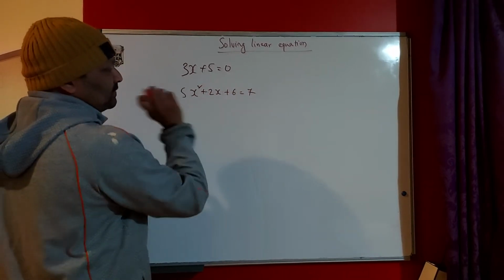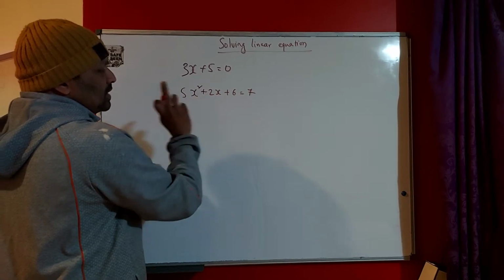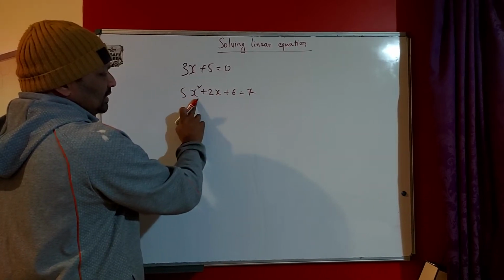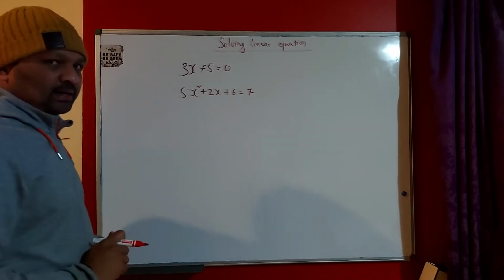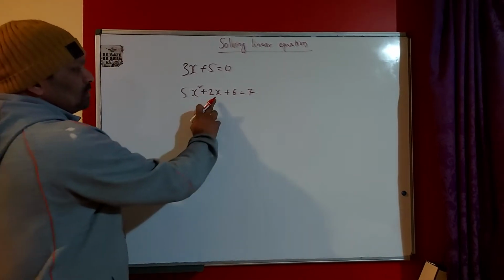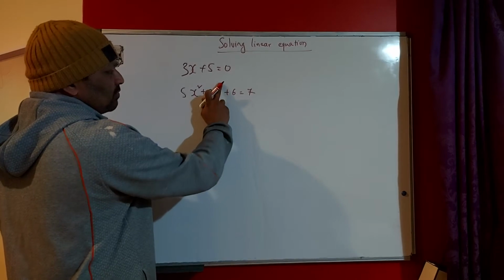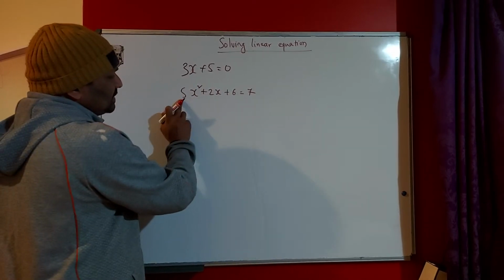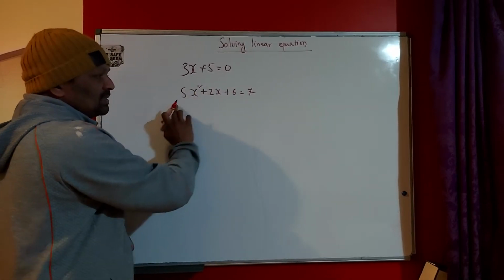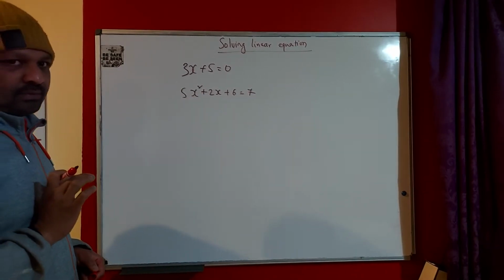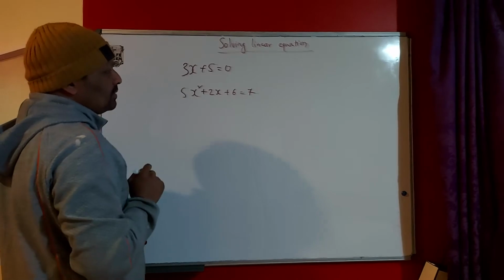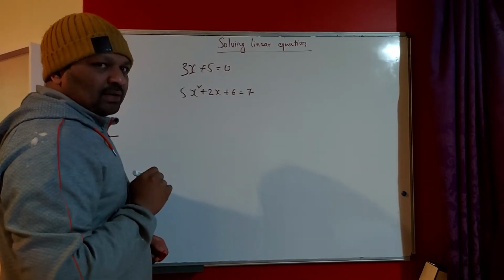There is an equal to, that's fine. But there are two x terms. This term has x in it and this term also has x in it. So what is the power of x in this term? 1. What is the power of x here? 2. So the maximum power of x in this given equation is 2. So this is not a linear equation. That's how you have to figure out whether it is a linear equation or not.